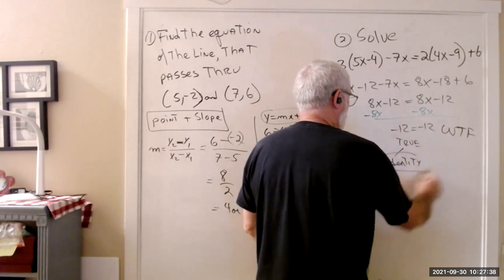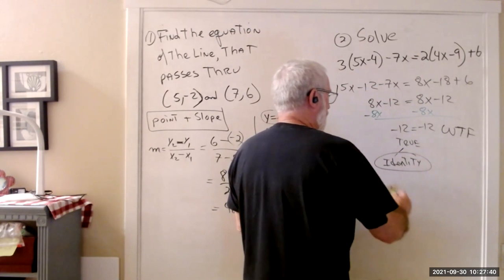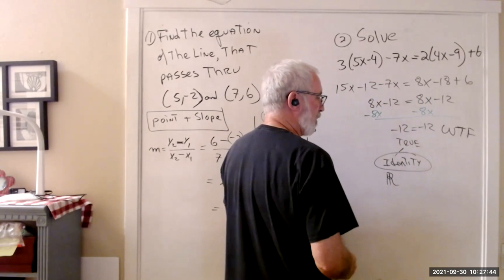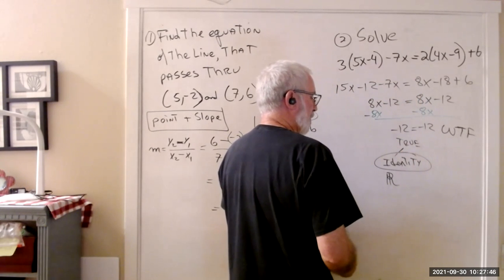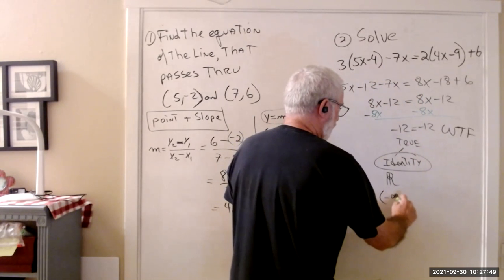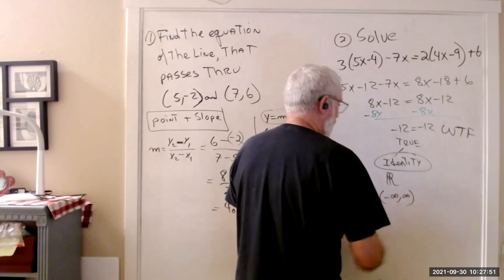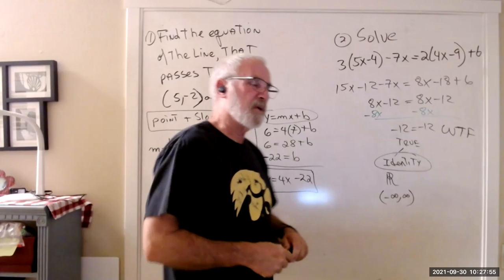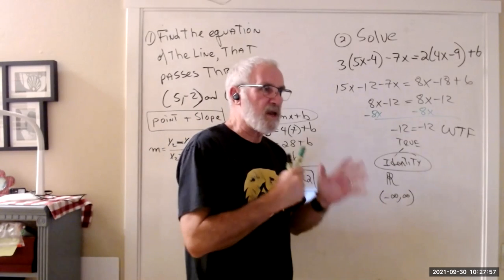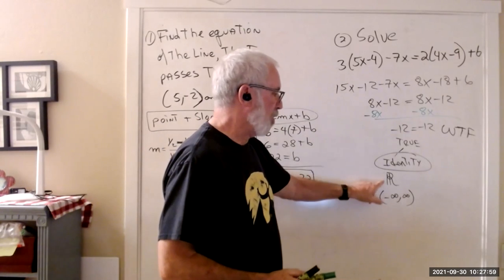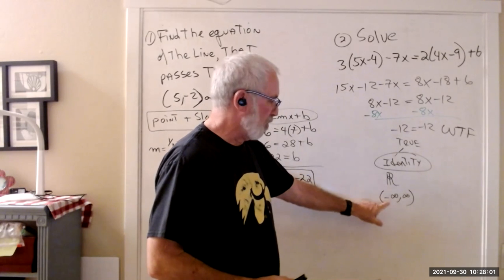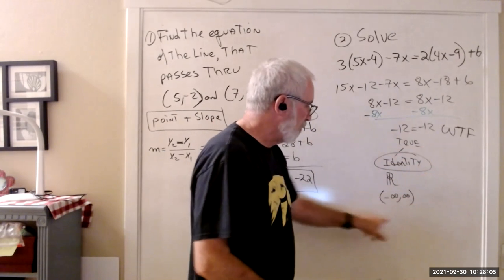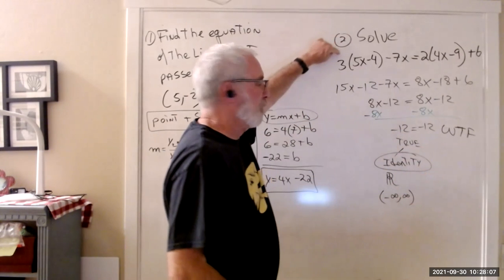Or at least mom calls it, and lots of teachers. Other people use a fancy script R. Other people say negative infinity to positive infinity. What all of that means is that every number in the world, all the real numbers, or all the numbers from negative infinity to positive infinity, would make this problem true.